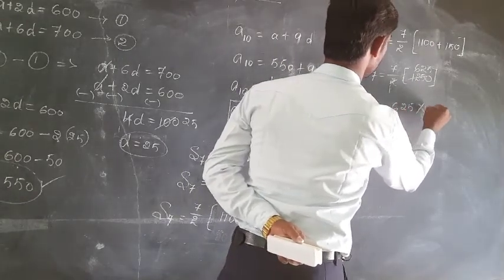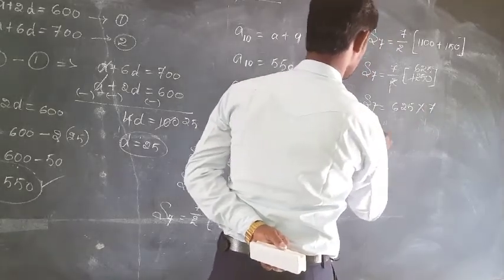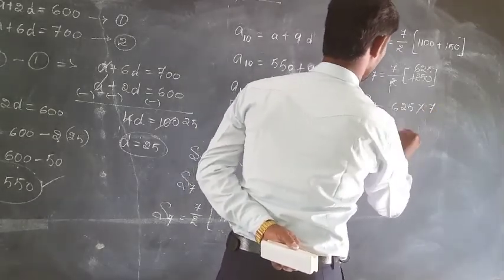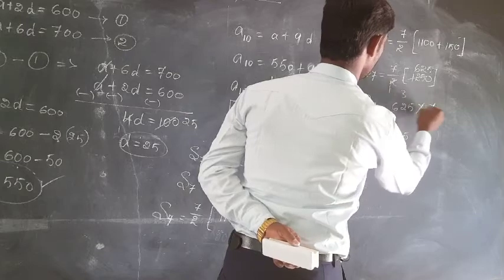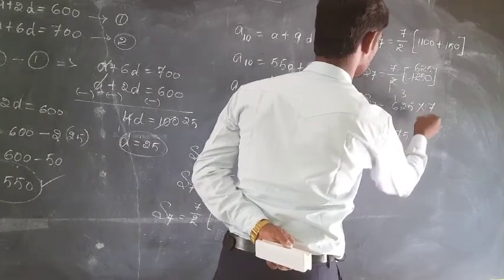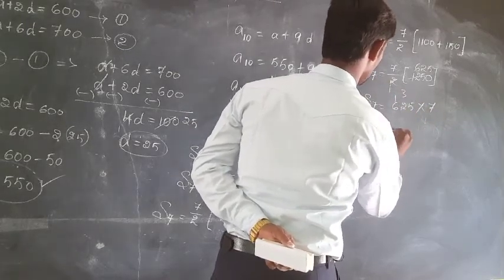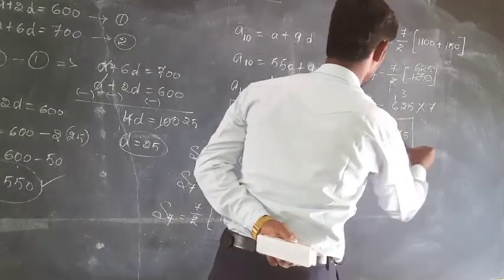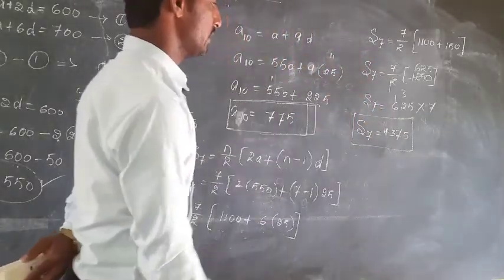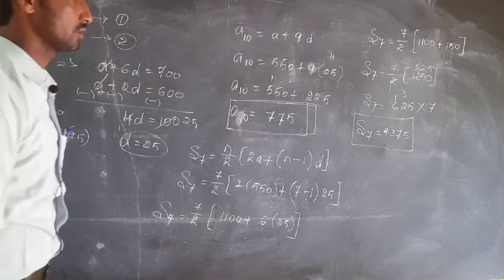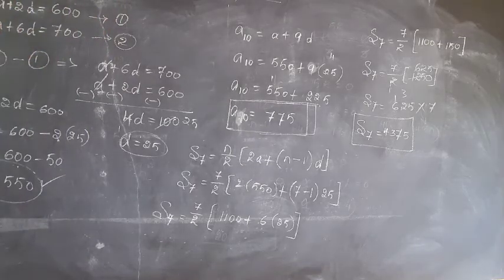That is S7 is equal to 625 into 7. 7 fives are 35, 3 carry, 7 twos are 14 plus 3 is 17, 1 carry, 7 sixes are 42 plus 1 is 43. So totally in 7 years he manufactured 4,375 TV sets.